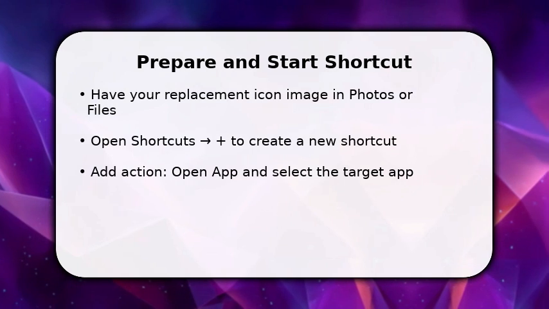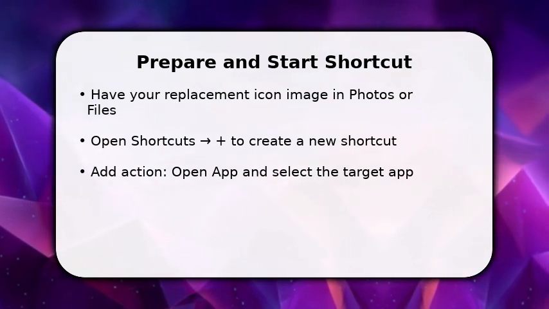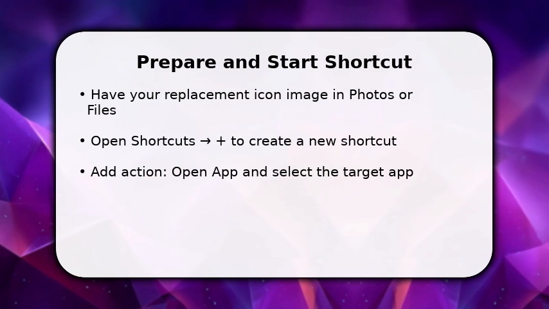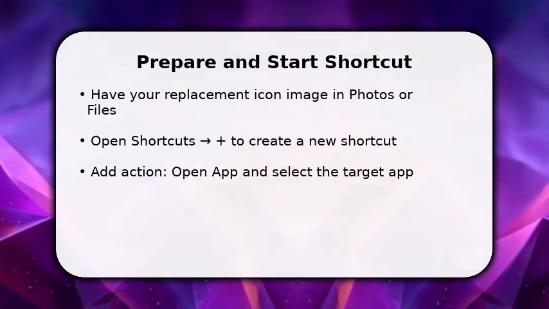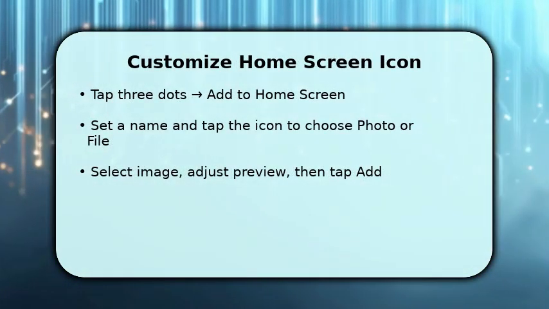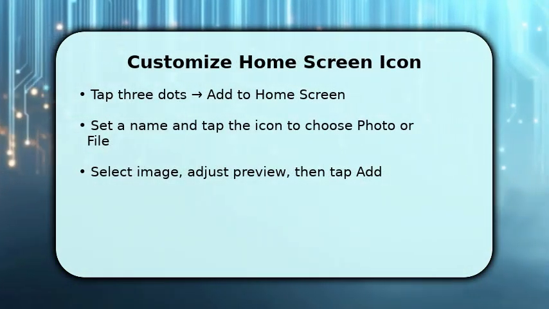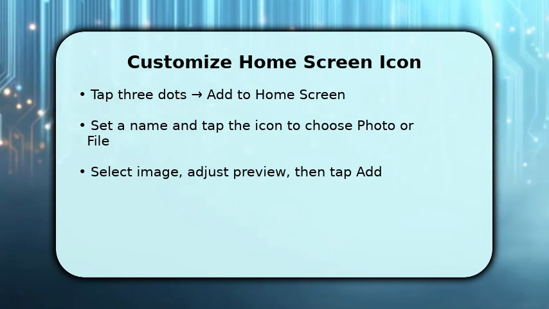Once done, tap the three dots to access details so you can turn off Show when run later. Make sure the action is first and correctly selected before moving to adding it to home screen. Now you customize the home screen tile. Choose Add to Home Screen and set the visible name you want.